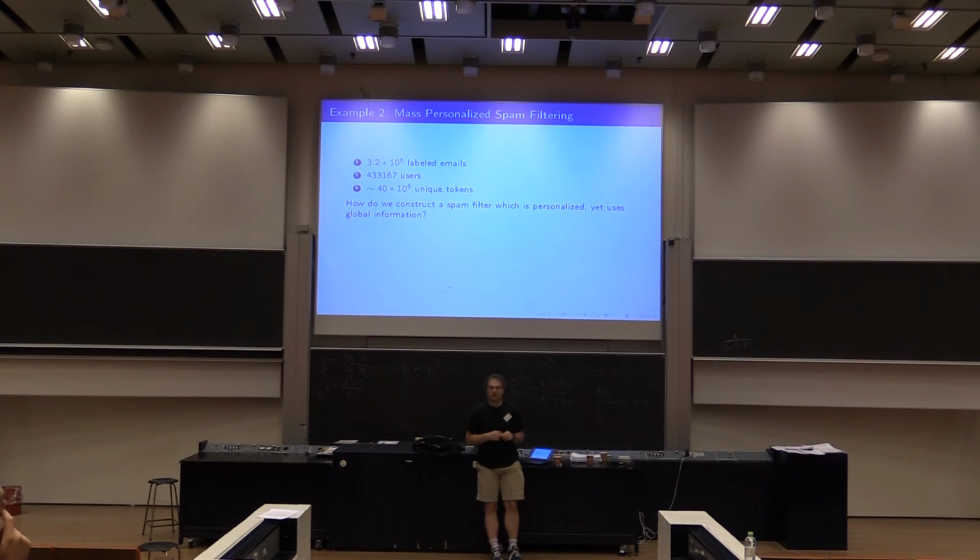So now let me tell you one application of this outer product operation. The application is mass personalized spam filtering. Let's say we have 3 million emails which are labeled as spam or not spam, and we have 433,000 users. And we have 40 million unique tokens. Right, so what is a token here? Well, we have some parser that we can run on the email that says, oh, this is a thing.